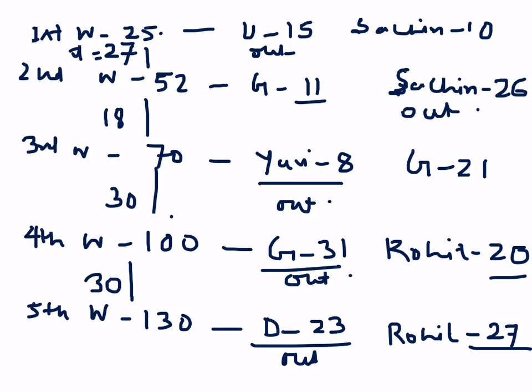And see the second wicket. The first wicket fell at 25, the second wicket falls at 52. The difference is 27. See the difference very well. This is 27 as a difference here. And I know Uttapa got out at 15. So when the first wicket fell, Sachin was at 10. He had made 10 runs when the first wicket fell.